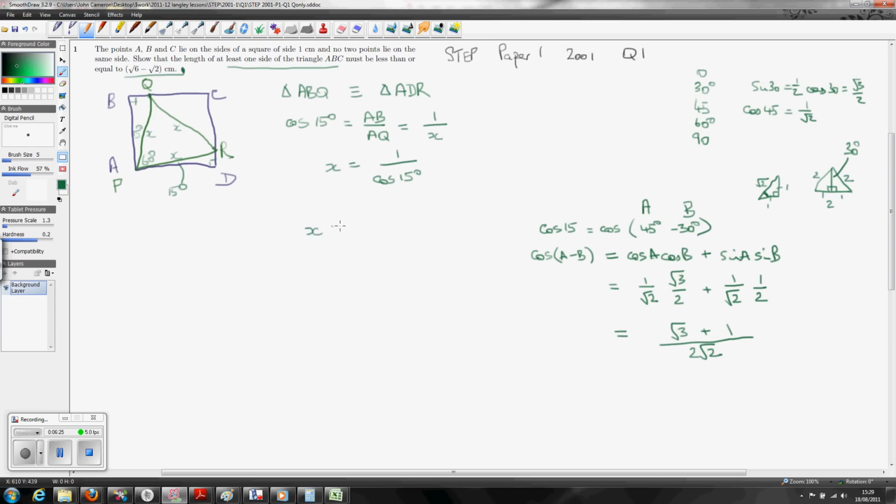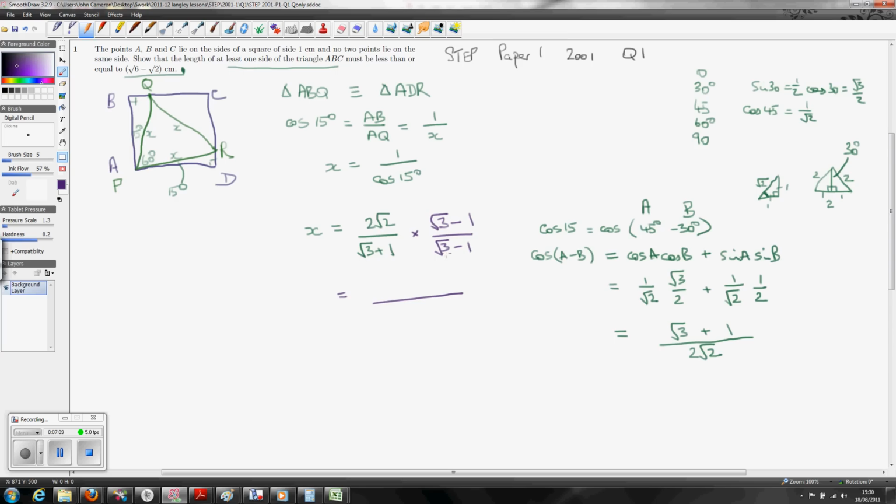And x, therefore, is equal to the reciprocal of that, which is 2 root 2 over root 3 plus 1, which isn't exactly the same as what we're asked for, but maybe we can make it the same. If we get rid of the square roots in the denominator by a standard technique of multiplying top and bottom by the same thing, I'm going to multiply by root 3 minus 1 over root 3 minus 1. So we haven't changed x by doing that, and that will turn out to be, well, let's see.